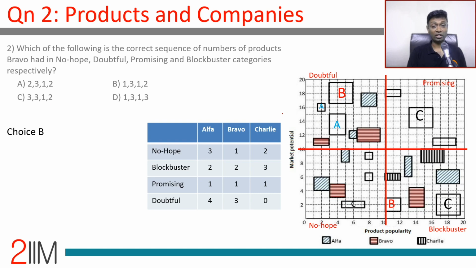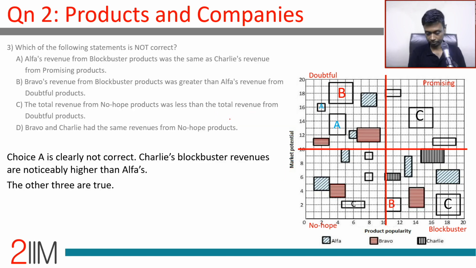Which of the following is a correct sequence of number of products that Bravo had in No Hope, Doubtful, Promising, and Blockbuster? Bravo, No Hope 1, Doubtful 3, Promising 1, Blockbuster 2. So 1, 3, 1, 2, choice B. After I've solved the entire grid, you're just looking at the grid and marking down this answer.